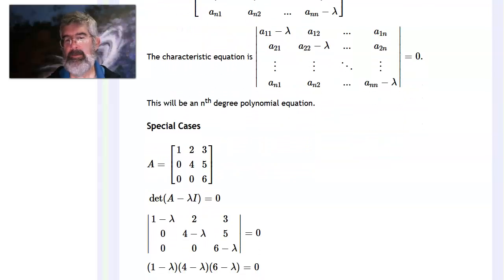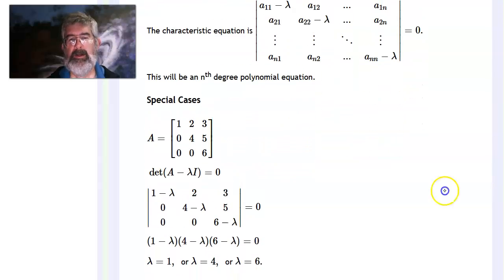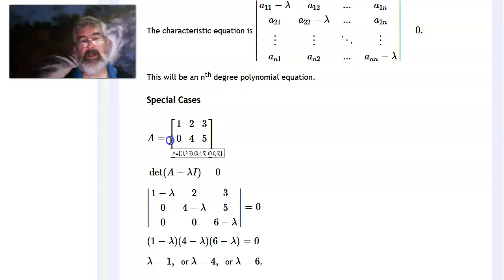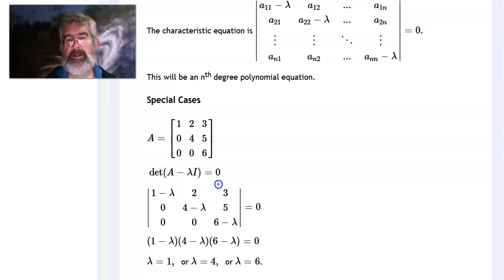Now there's a couple of special cases where this is actually easy to compute, and here's an example. Here's a 3 by 3. Let's find the eigenvalues for this. So 1, 2, 3, 0, 4, 5, 0, 0, 6, the 3 rows there. I want the determinant of A minus lambda I to equal 0. So again, just the way I do it, subtract lambdas from the diagonal, take the determinant, and set it equal to 0. Because this is an upper triangular matrix, taking the determinant is particularly easy, because I'm just going to expand down this first column.